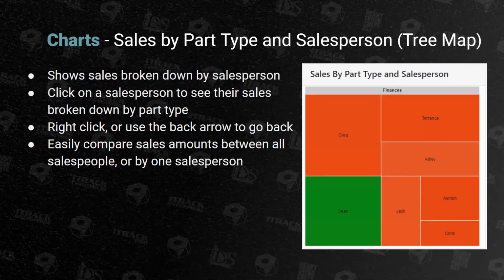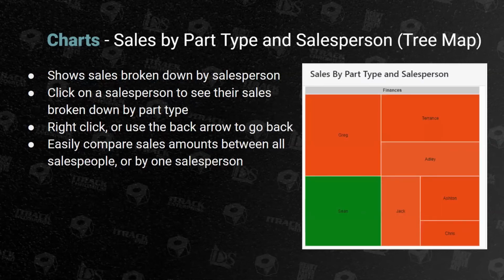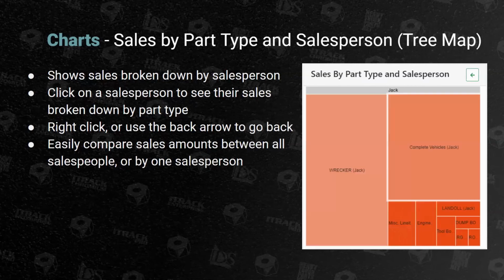The benefit of this chart is that it shows you proportional sales data that allows you to easily compare sales between different salespeople. And once you click on a salesperson, you can see how much of each part type they are selling as well.